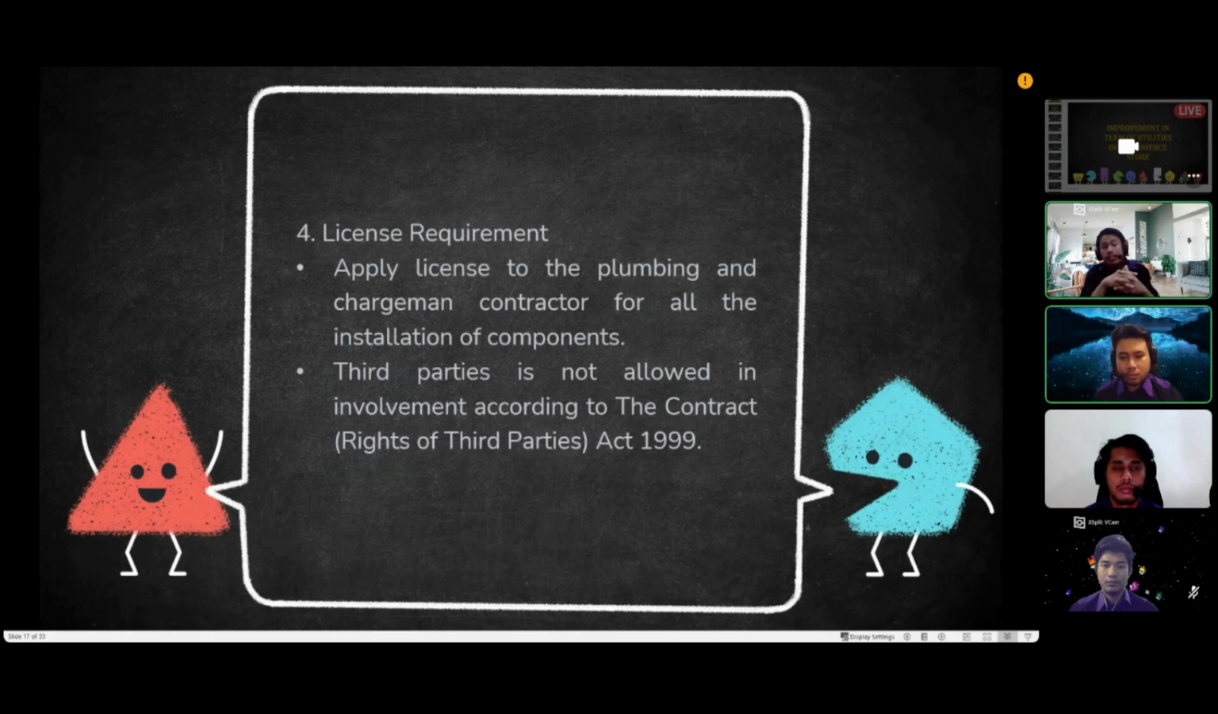Number four is the license requirement. At this stage, our company applies for a license as a plumbing and attachment contractor, which covers all installation of components, including the piping system for sanitary and the wiring system in the buildings. No third parties are allowed to install, repair, modify or maintain without gaining approval from the authority. This is also by obeying the law, the Contracts (Rights of Third Parties) Act 1999.